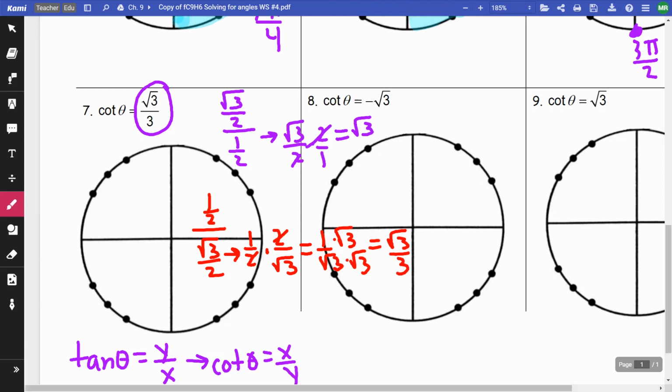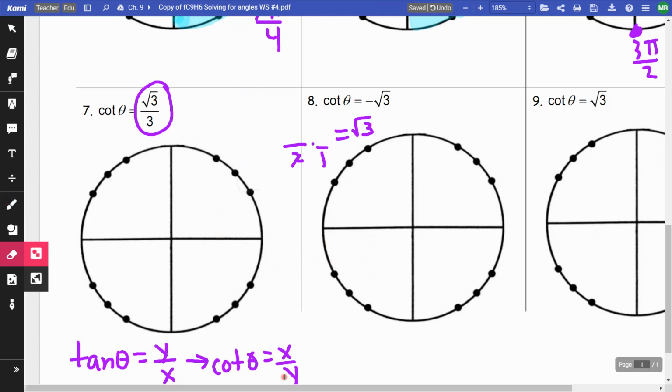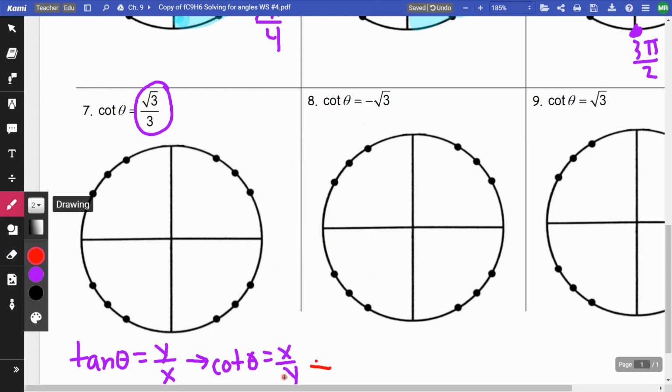So when you end up with a root 3 over 3 instead of just plain root 3, that means your root 3 halves was in your denominator. And in this case, since we're dealing with cotangent, that means it's going to be your y. Okay, so that's what we're looking for. We're looking for our y. I'm going to just get rid of these. Okay, so I want my y to be root 3 over 2.